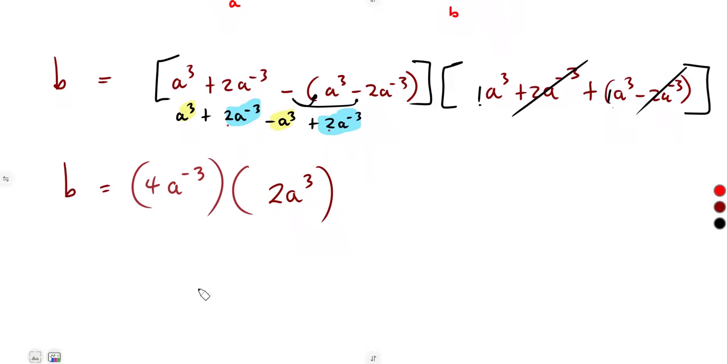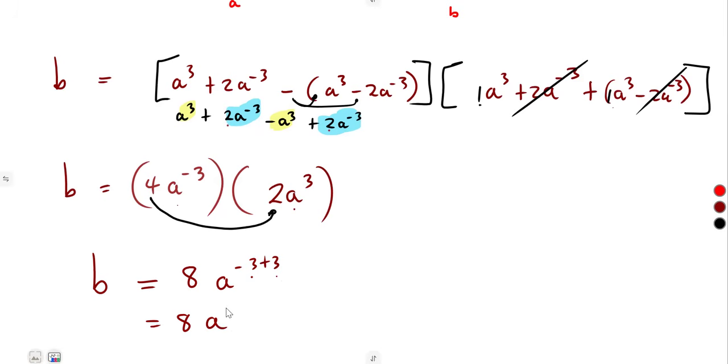So how can we simplify this? This is just a product. You can multiply the numbers together. 4 times 2, that's 8. A and A, those are the same bases, so you add exponents as you multiply. That was going to be 8a to the exponent of minus 3 plus 3, that's a 0. Remember, any number to the exponent of 0 is 1. So this is the same as 8 times 1, which is 8. So B is equal to 8.